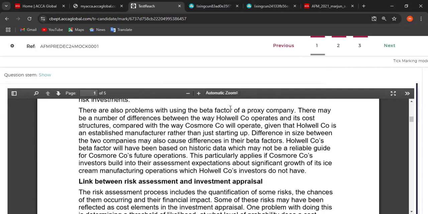First of all, the examiner asked, what is the use of the risk-adjusted discount factor? And then even when we are using the proxy company, some technicalities may arise.